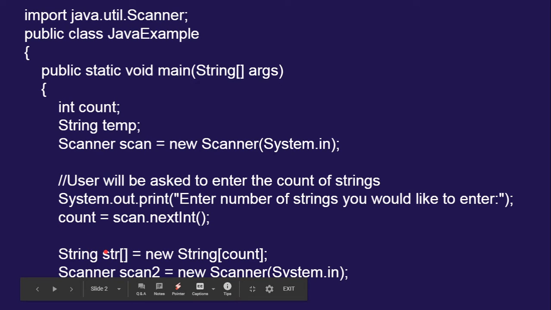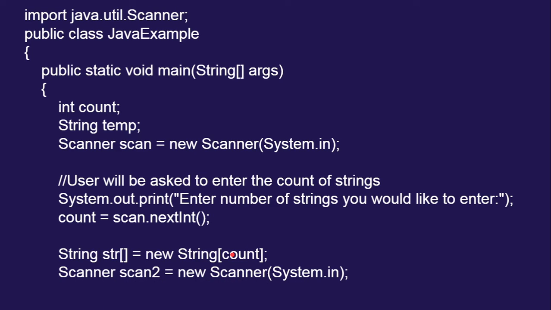Now String str[] = new String[count]. This is going to create an array of string objects using the new operator, and the length is the count. What is the count? It is the number of elements. Maybe we are going to create a list of 10 elements or 20 elements or 100 elements, whatever count we need.